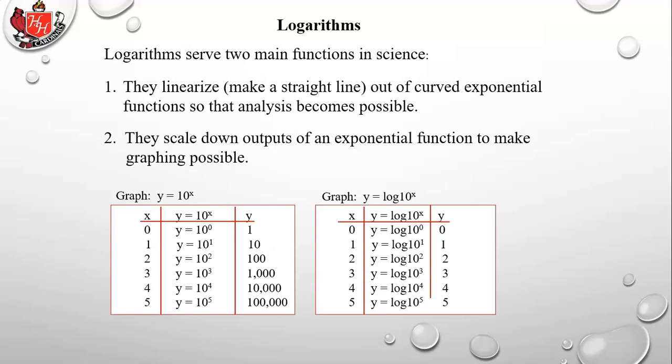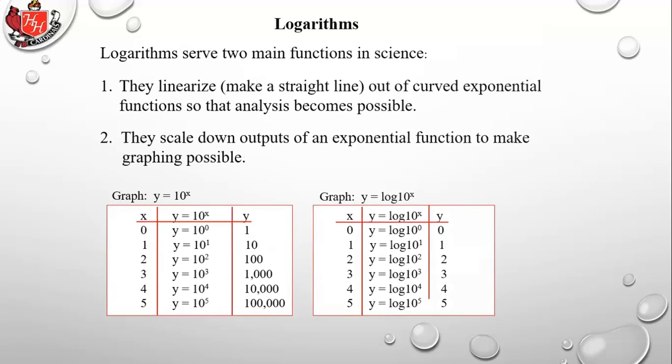But notice that if you wanted to graph the data on the right, you go from 0 to 5 on the x-axis, and again you'd only go from 0 to 5 on the y-axis. So it's possible to graph the log of an exponential function, much more so than it is to graph the actual exponential, which is what you see on the left there. So that's one of the advantages of using logs. It scales the outputs down so that you can actually graph them.